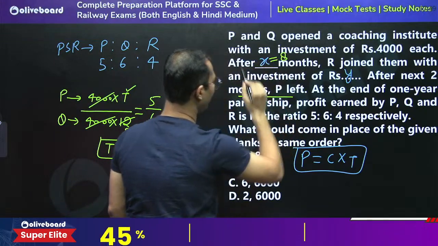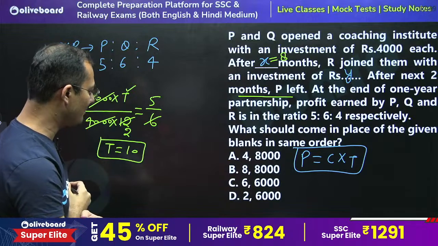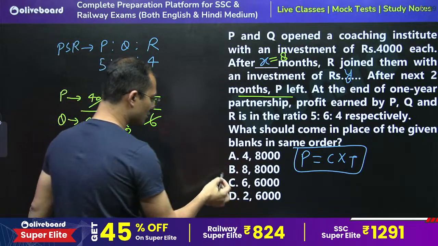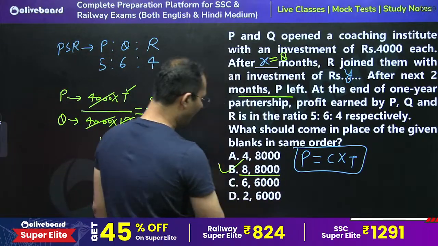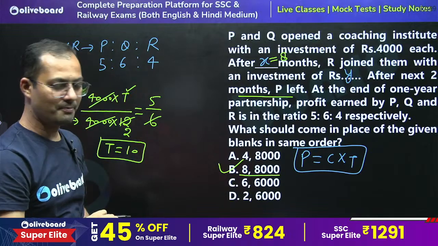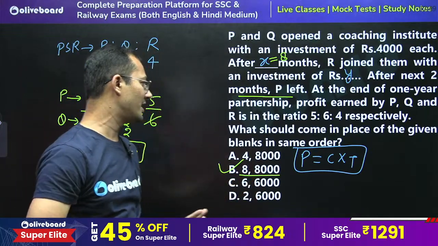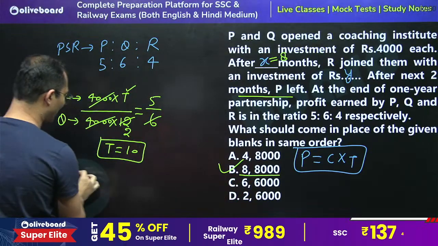X is equal to 8. Simply we can say that X is equal to 8. So we have only one option in which X is equal to 8, so option B is the right answer. No need to calculate, but if you want to calculate, you can calculate.